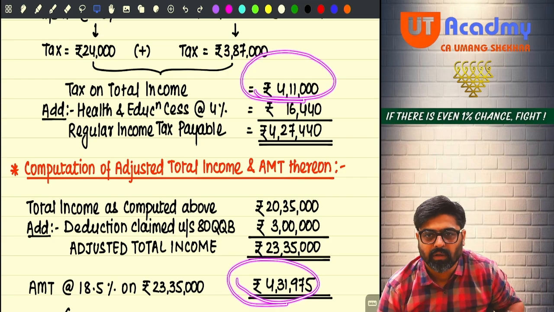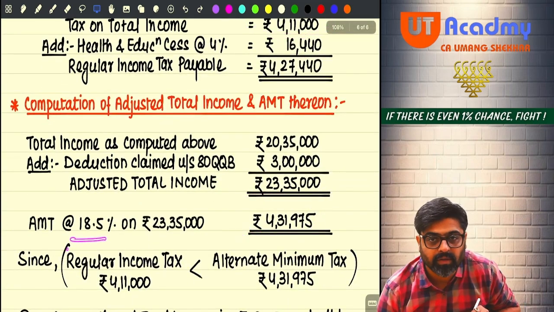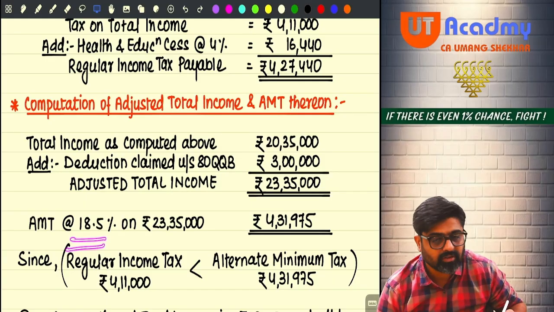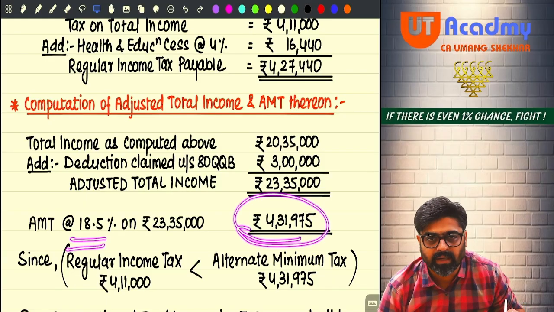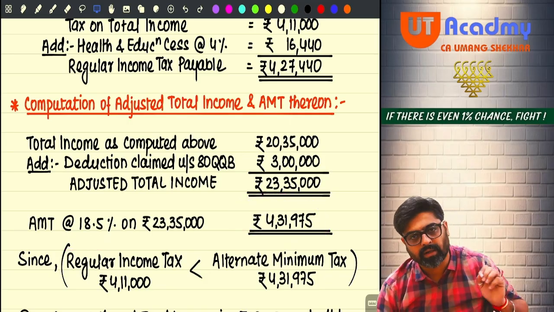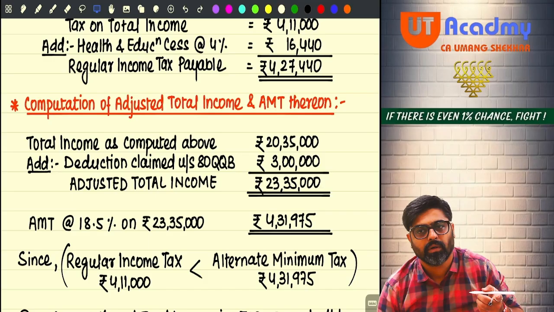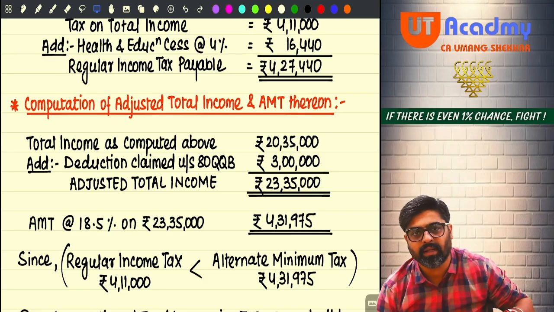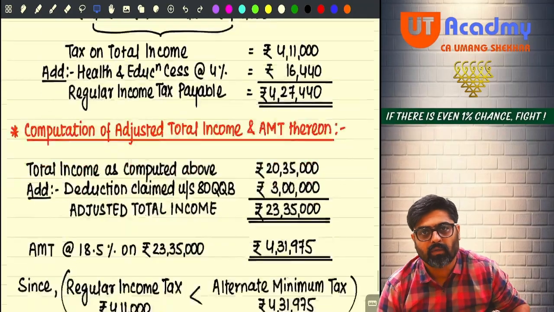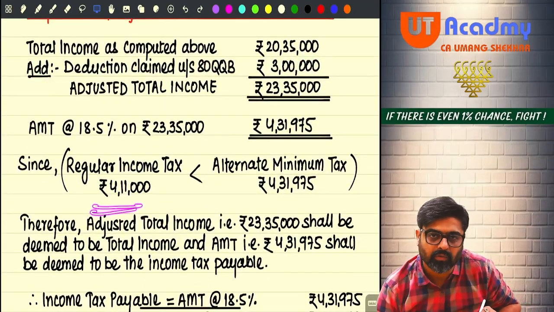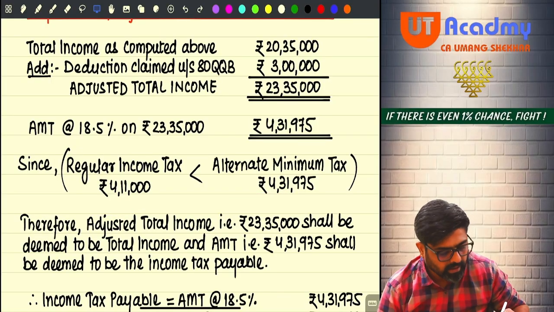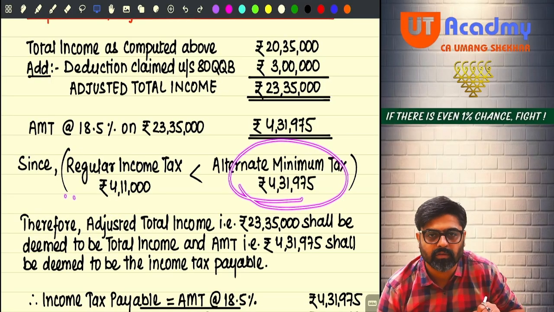Why, sir? Because this 18.5% is without any surcharge or cess, meaning this amount is not including any surcharge or cess. So with this amount you have to compare your regular tax, which is without what? Surcharge and cess, and that is not 4,27,440, that is 4,11,000. Now tell me, your regular tax is 4,11,000 only, and your AMT is 4,31,000. Is your AMT more than your regular tax?